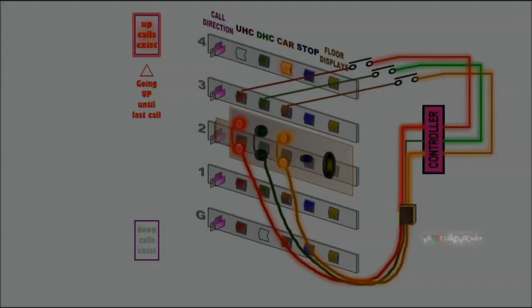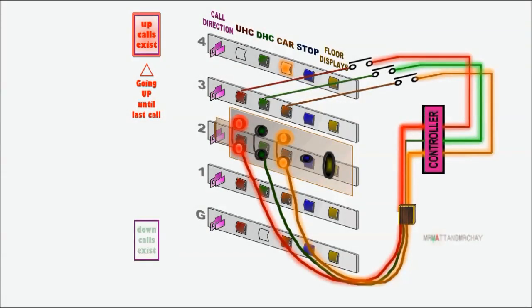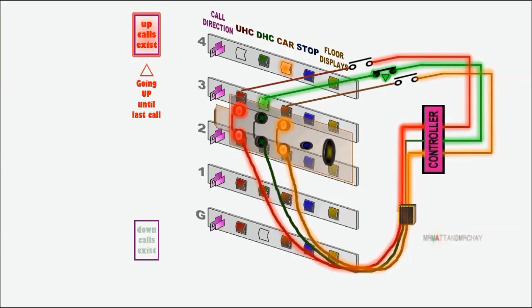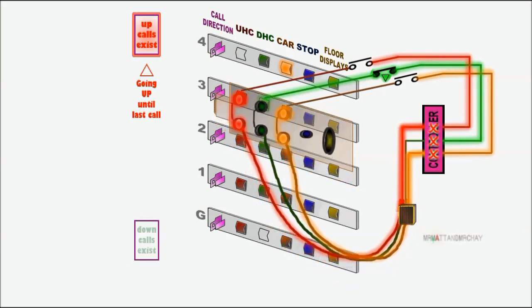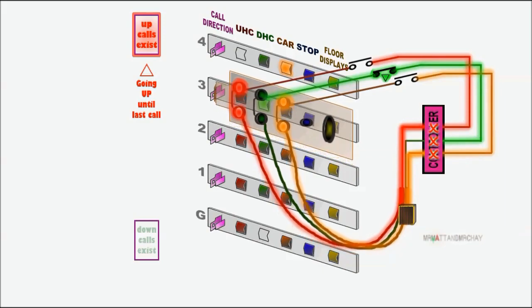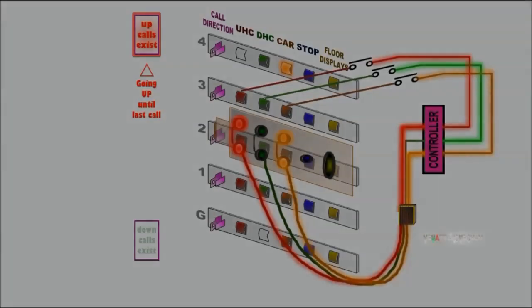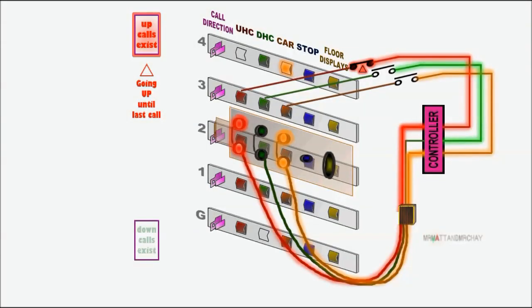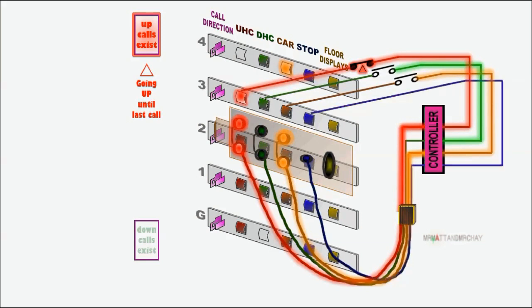What about if there was a DHC on the third floor? This would make the DHC contact live. Don't forget this is the down button on the third floor. But the lift doesn't stop because the DHC brush is not live. The lift is going up to the fourth floor, not down. What if there was an up call on the third floor? Well, you can probably see that a live brush is going to touch a live contact here. So let's draw in the stop circuit as well.